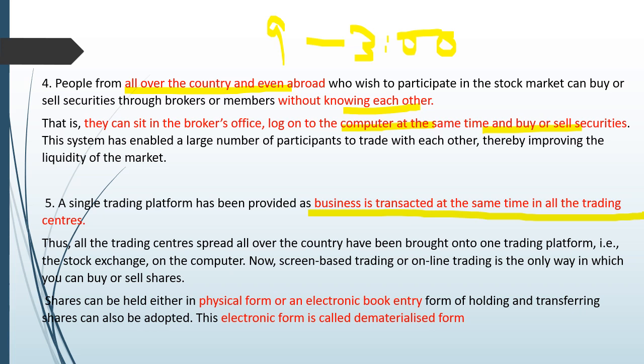You want to sell shares, you need to do it between this particular time. So it is a centralized system that is the same timing all over the world. So what is happening here? You can buy the shares, you can sell the shares during this particular time period all over the world. Shares can be held either in physical form or electronic form.